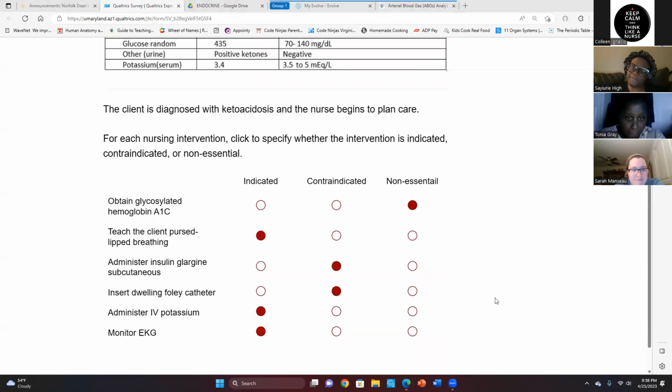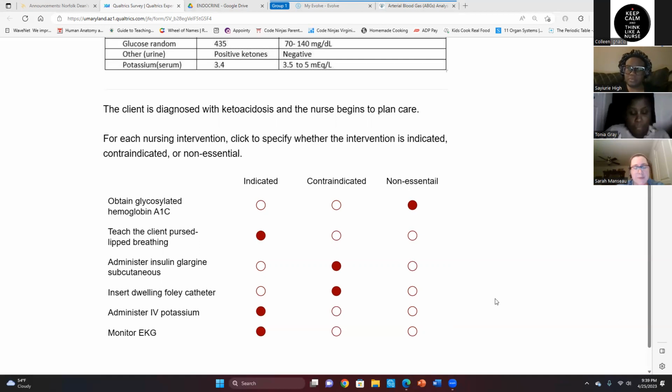Okay, so let's talk about the glycosylated hemoglobin A1C. You all said that's the test that's done every 3 months. We don't need to do that now. We already know that the patient's blood sugar is over 400. That is non-essential right now. 3 months from now, they can go and get their A1C. But right now, we have a real-time blood sugar. We know the patient is in crisis.